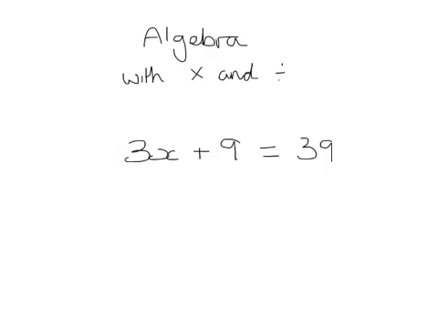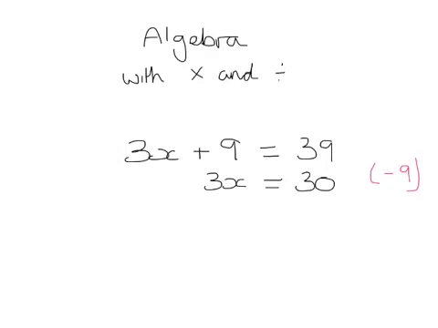So it's similar to the last time. The first thing we're going to do is we're going to remove 9 from both sides. So record what you're doing over at the side and keep your equal signs in total. That's going to give me 3x equals 30. What I've done is I've taken 9 away from this side and I've taken 9 away from this side.